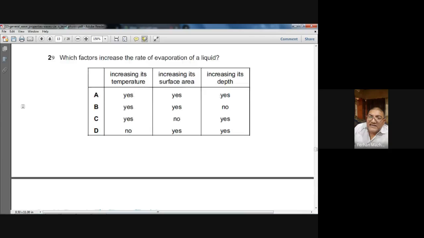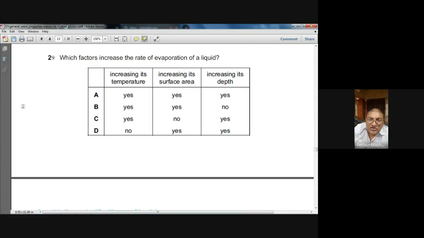Which factors increase the rate of evaporation of a liquid? Increasing its temperature, yes. Increasing its surface area, yes. Increasing its depth, it has no effect. So B is the right choice. Question number 29, B is the right choice.